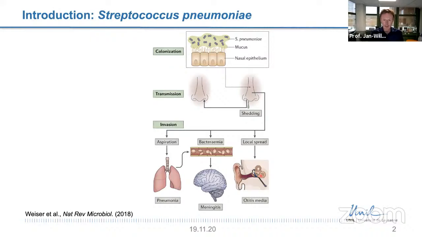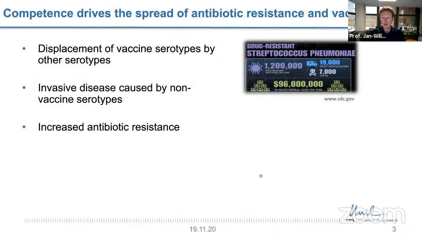So pretty interesting organism. On top of that, we also see, of course, an increase in antibiotic resistance in this organism. And quite importantly, also displacement of vaccine serotypes. So in the developed world, we have access to pneumococcal vaccines. They target the capsule, the sort of sugar layer around the pneumococci. But we see new strains taking over the niche of strains that are covered by the vaccines.